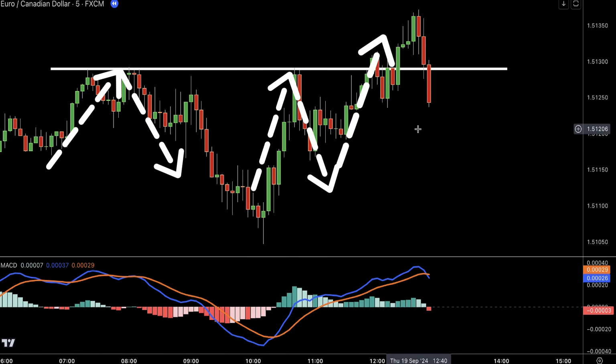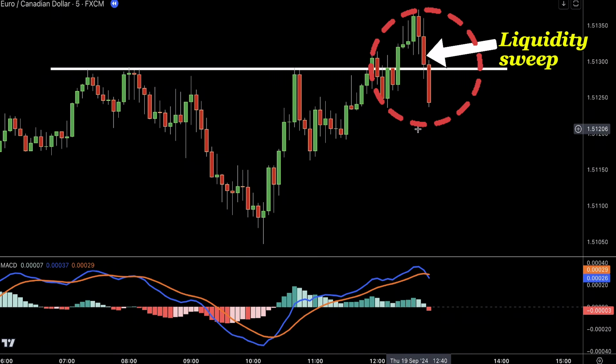back below the level. So, what do we have here? This is a classic liquidity sweep. Smart money pushed price above resistance to trigger stop-loss orders from sellers and attract breakout buyers into the market. Once enough liquidity was collected, the market reversed sharply lower, trapping traders who expected a bullish breakout. With the liquidity sweep identified, we now have a strong indication that the market may be preparing for a bearish move. Next, let's check the MACD indicator.